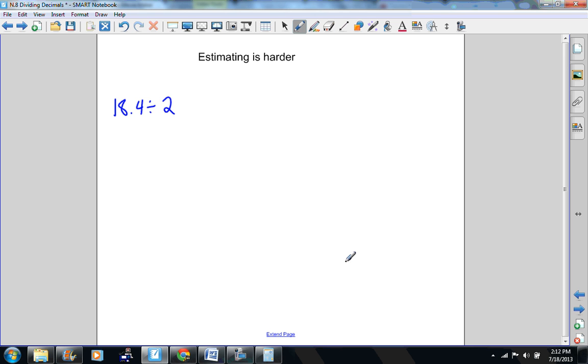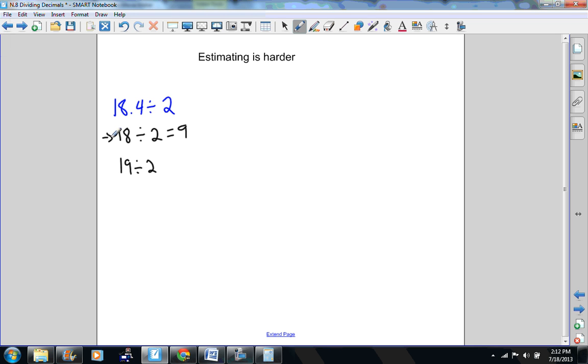Estimating is going to be more difficult with these numbers, but it's more important. It's important to identify a number that's easy to divide by. So here, we could do 18 divided by 2, and that's a pretty easy number, that's 9. But hypothetically, if we were looking at 19 divided by 2, that's a difficult number. So that means that you would have to estimate differently. You're always going to be looking for these easy numbers to divide.